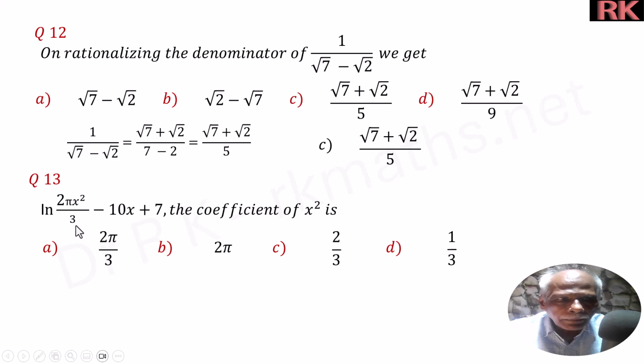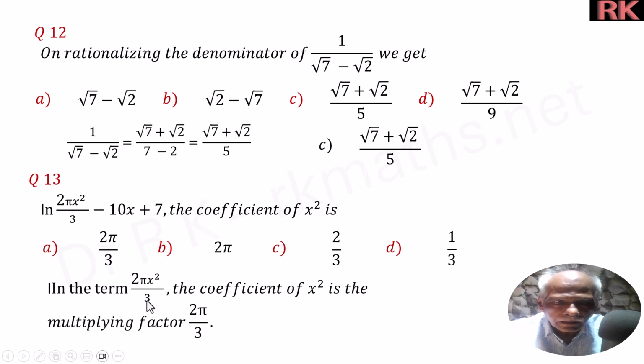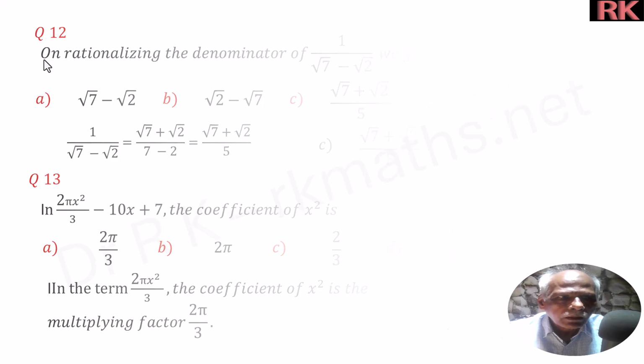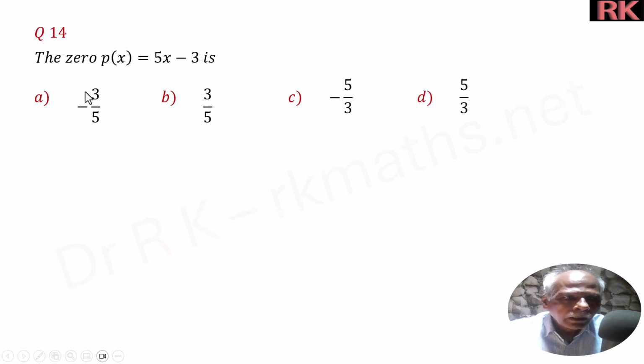In 2πx²/3 − 10x + 7, the coefficient of x² is 2π by 3. Obvious. The multiplying factor for x² is 2π by 3. Therefore, option A is the correct answer. The zero of p(x) = 5x − 3: the polynomial p(x) should be 0, so 5x − 3 should be 0. Substituting, you get x is equal to 3 by 5. Therefore, option B is the answer.